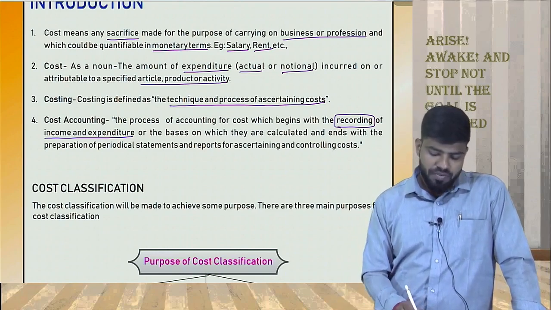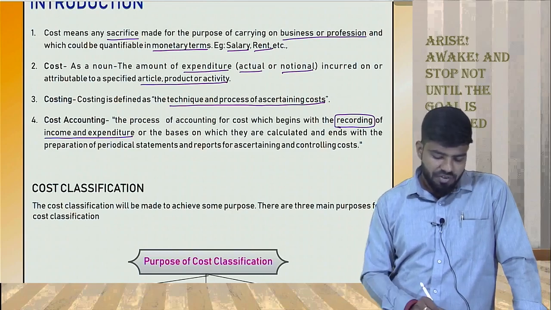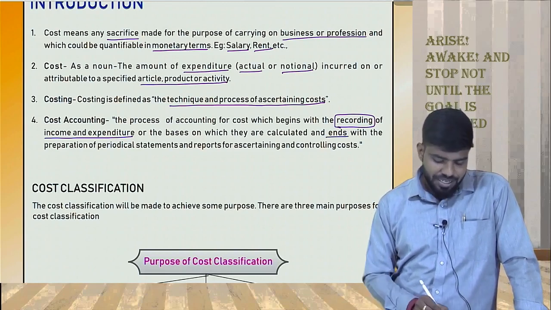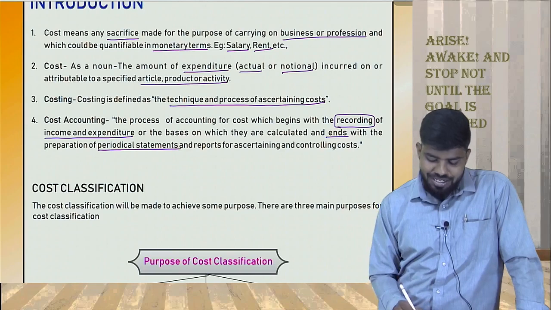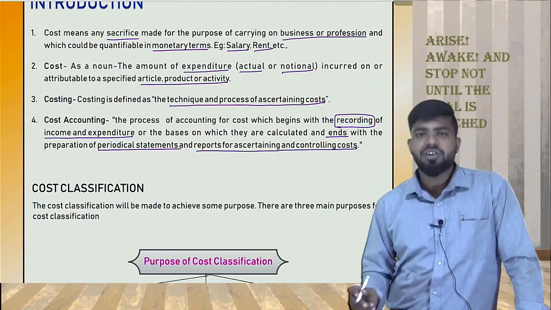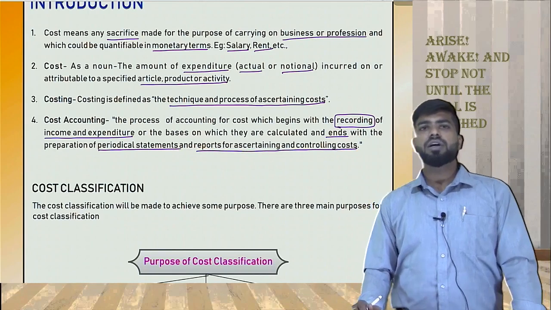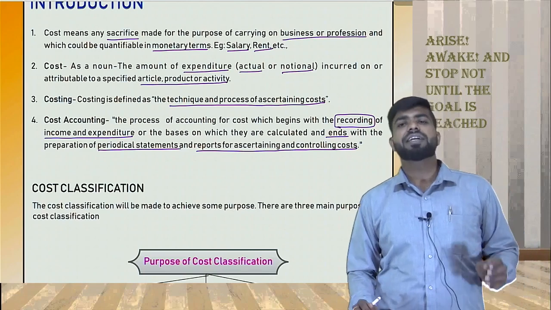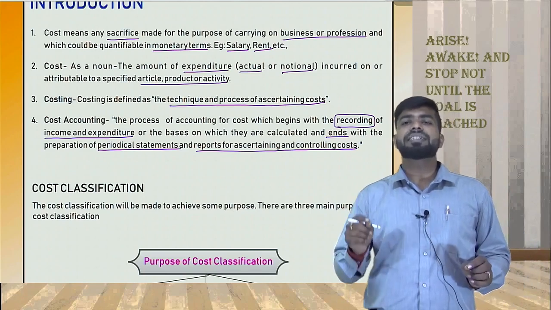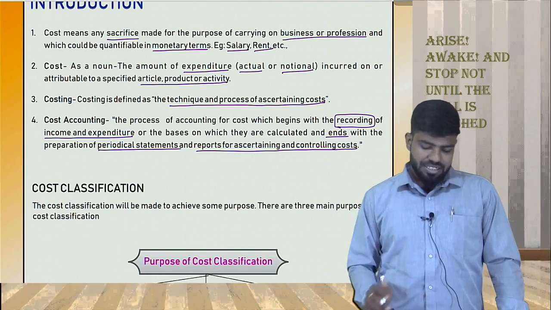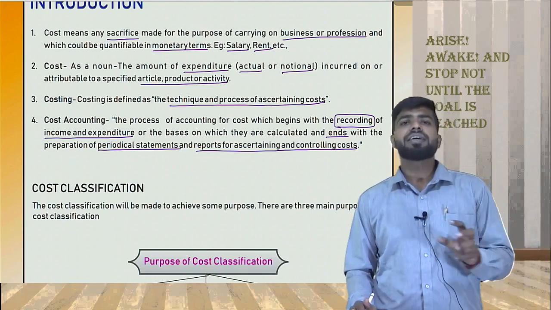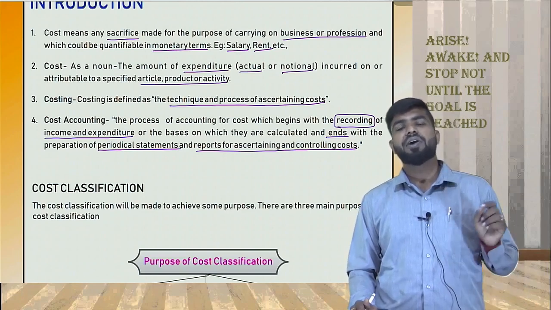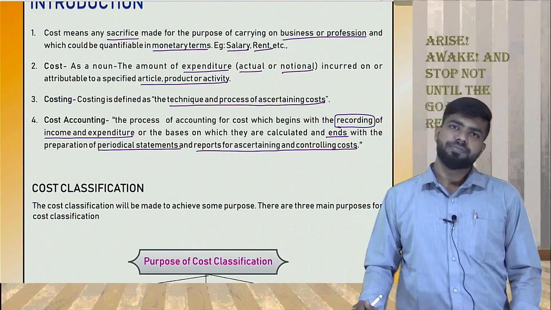Look at this. The process of accounting for cost which begins with the recording of income and expenditure are the basis on which they are calculated and ends with the preparation of periodical statements and reports for ascertaining and controlling cost. So when it comes to cost accounting, it begins with the recording of income and expenditure, and ends with the preparation of the statements and reports for ascertaining and controlling the cost. So these are the few small definitions which we need to have understanding before starting with the subject.